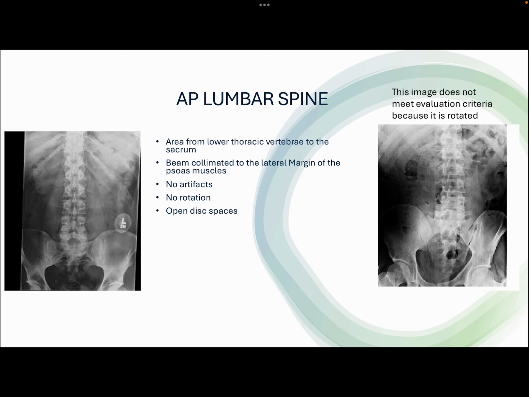Okay, so the evaluation criteria for AP lumbar spine. You want all of the spine, no artifacts, no rotation, and open disc spaces. As you see on the left, this image does meet evaluation criteria because it is not rotated, it has all of the spine on it, and it has open disc spaces. The image on the right is rotated a little bit, so it does not meet evaluation criteria.